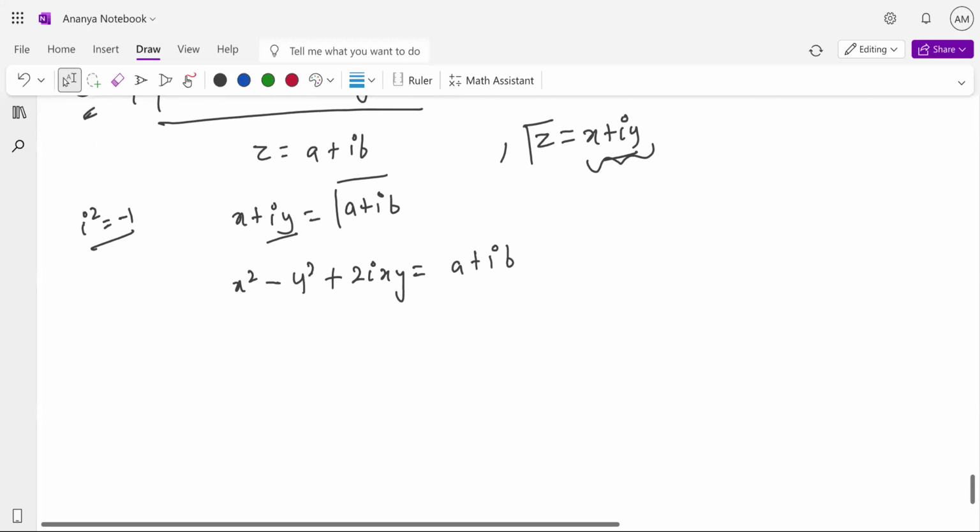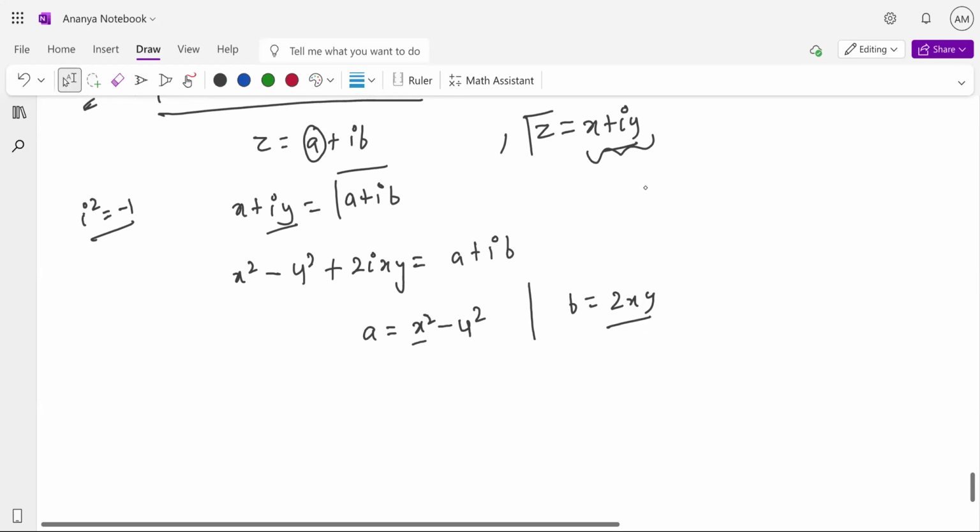Now what you can see, initially I had written my z as a plus ib. So can you see my a is nothing but x square minus y square, and b is nothing but 2 times xy. So what I have to do is figure out, if some values are given, then only we can figure out. We have to take some relation of x and y and we have to solve it.